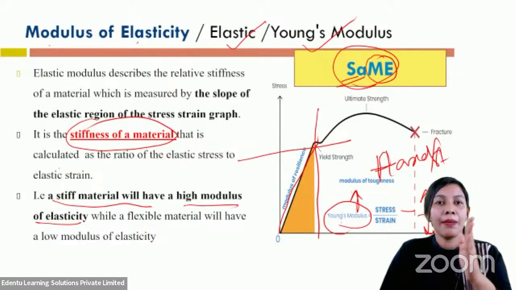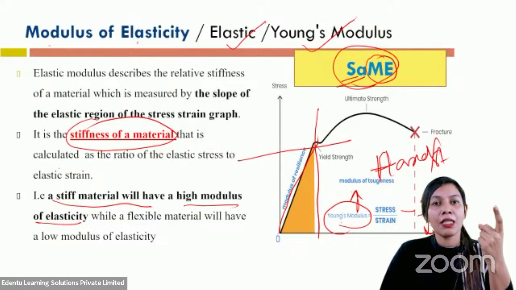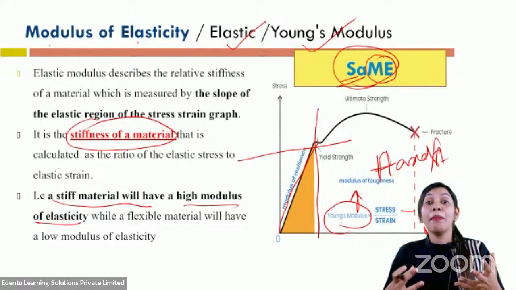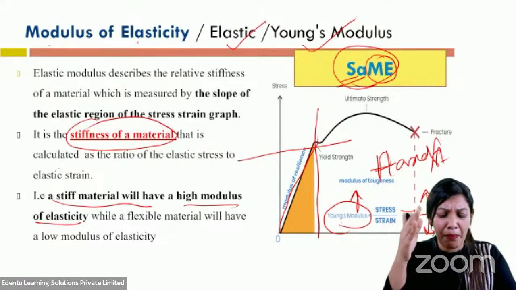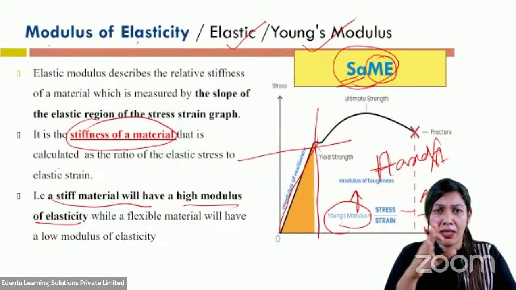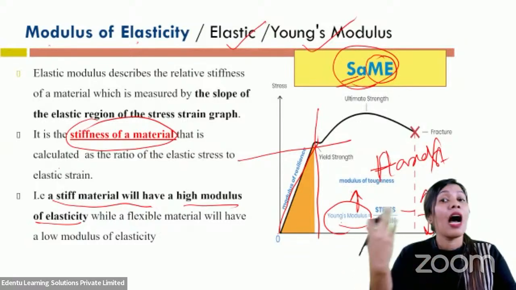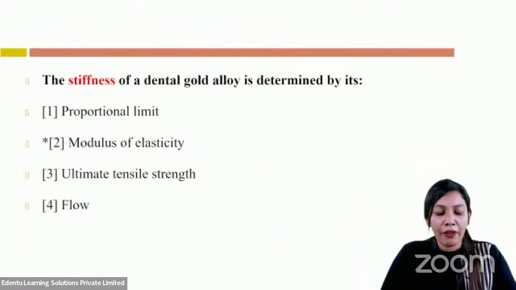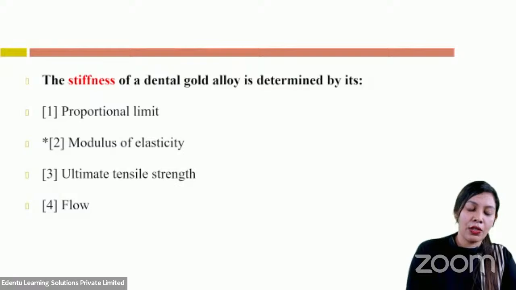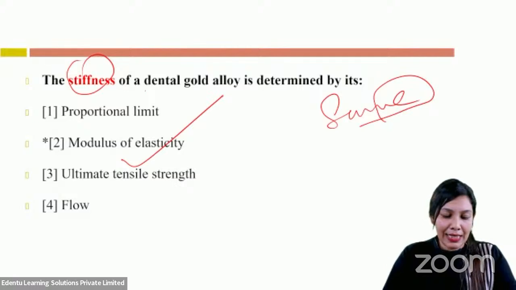Young's modulus comes under the proportional limit: stress is directly proportional to strain. The stiffer the material, the more the Young's modulus. The more flexible the material, the less the Young's modulus. This is a very important topic that you need to memorize. SAME: modulus of elasticity shows the stiffness of the material. Again, the stiffer the material, the higher the modulus of elasticity. This is one question that is asked: the stiffness of a dental gold alloy is determined by its, see, there is stiffness, so we remember SAME, so it is based on the modulus of elasticity.